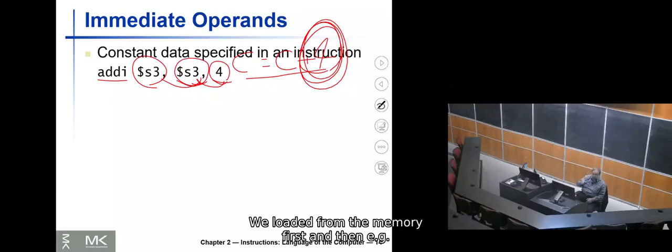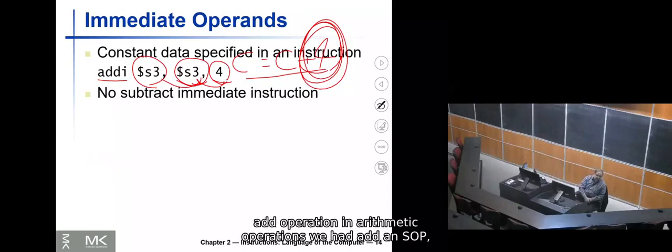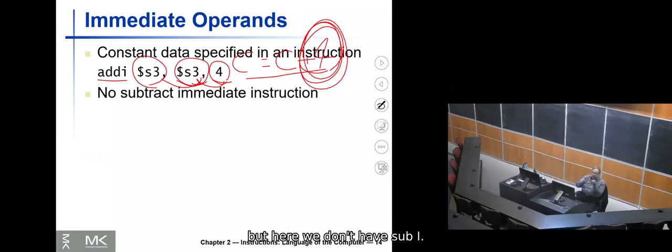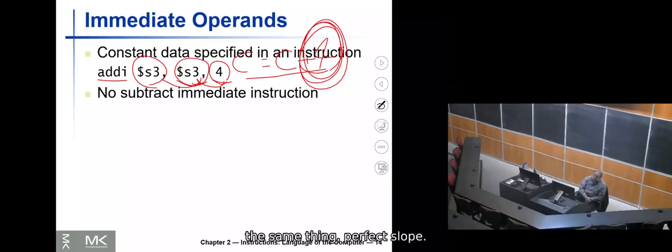We loaded from the memory first, and then, for example, added. Here you see there is only the add operation. In arithmetic operations, we had add and sub. But here, we don't have subi. Why don't we have subi? Can anybody say? Your guess, whatever it is. Add a negative number and it would do the same thing. Perfect. But again, why don't we use subi? You were completely right. Fewer commands is better.